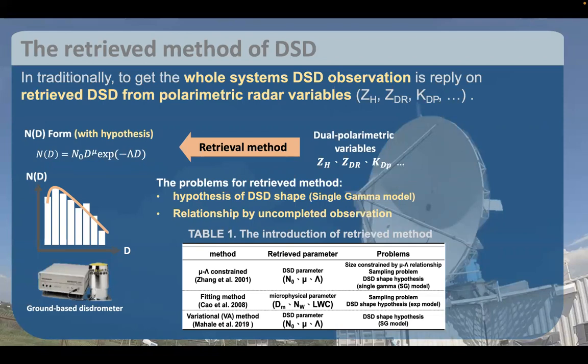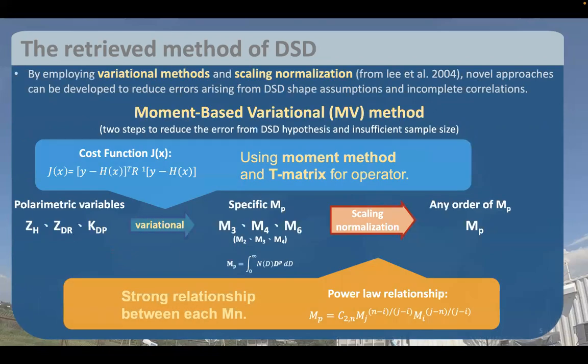And because we observe with ground-based instruments, the relationships between the polarimetric variables and N(D) are calculated from incomplete observations. So here, we try to create a new retrieval method using the variational method and the scaling normalization from Lee et al. in 2004.